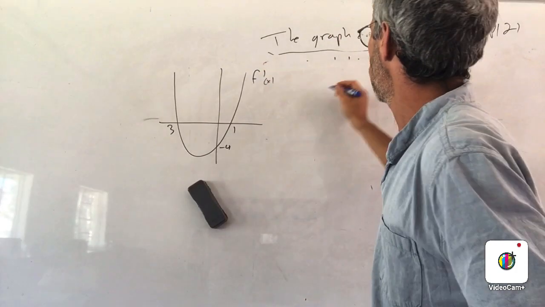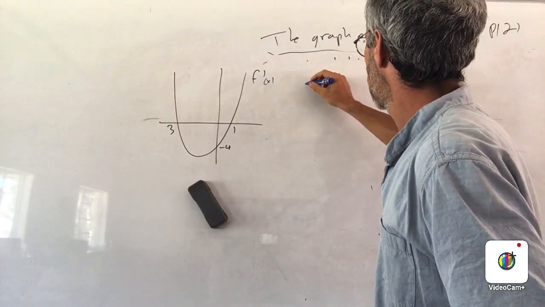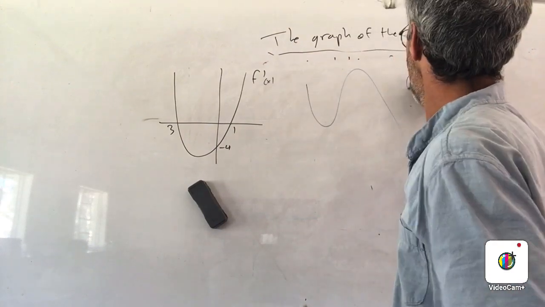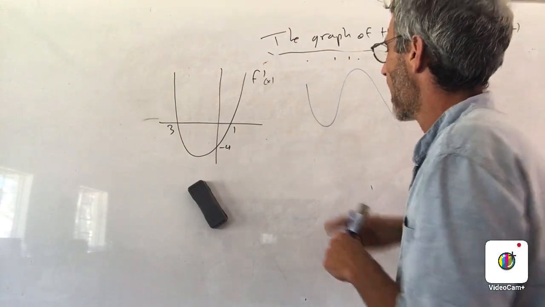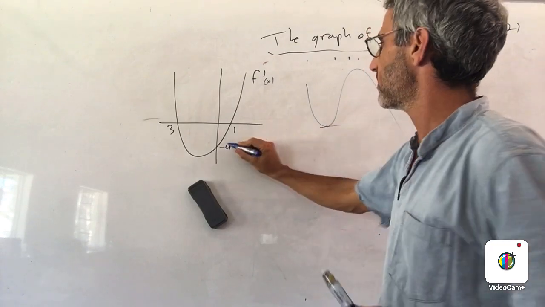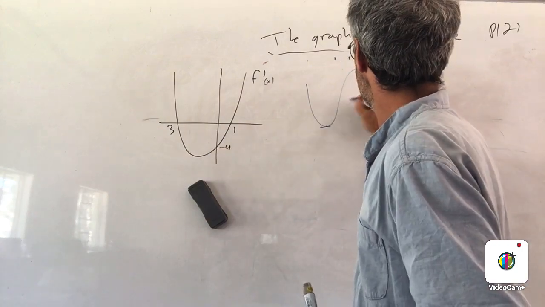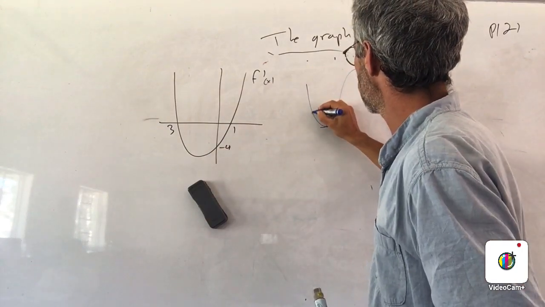Okay? So look, we've got some kind of graph. This is f of x. This is the derivative. The function itself looks something like that. And at x equals minus 4, the derivative is 0. At x equals 0, the derivative is minus 4.